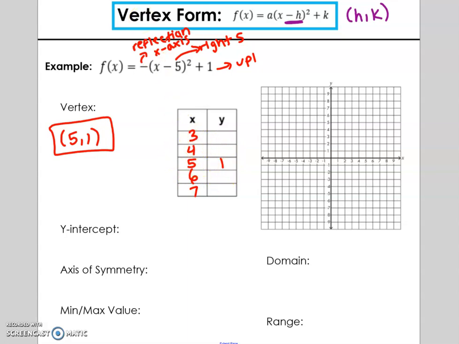In order to find the y values, we're just going to plug them into this function. So I'm just going to pick 4. So if I plug in 4, I'm going to have negative 4 minus 5 squared plus 1. When we're doing this, we want to make sure that we're careful because we want to make sure that we use the order of operations. So we're going to do 4 minus 5 first, which is negative 1 squared plus 1. So we're going to square the negative 1, which is positive 1. But then we have this negative on the outside, and then this plus 1. Negative 1 plus 1, well, that's going to give us 0. So the y value will be 0.